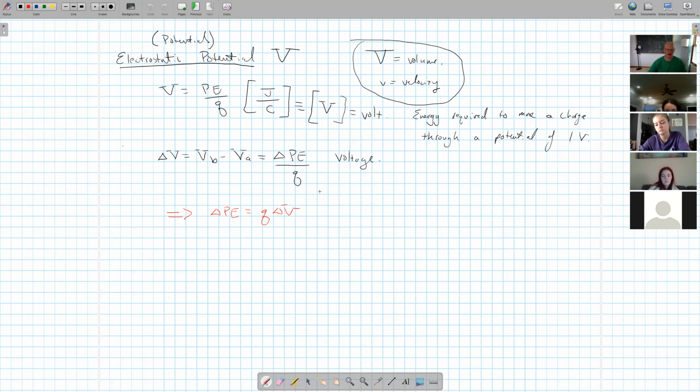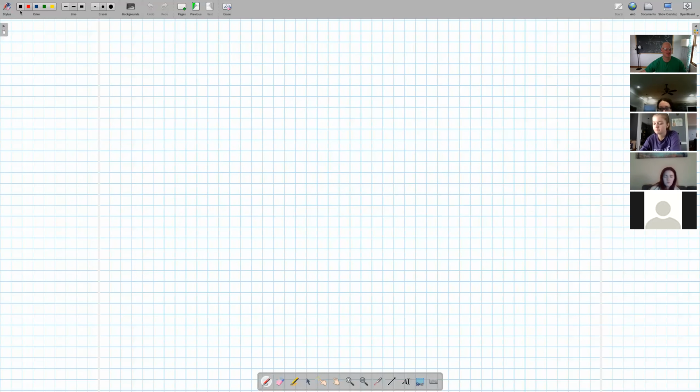Okay. So now that I have this, I can use it in conservation of energy and say the change of kinetic energy plus the change of potential energy, which is the change of kinetic energy plus Q times the change in potential, is all equal to 0 as long as this is a conservative force. So there are other reasons why we talk about potential, and we'll get to that in just a minute, but let's use this and do an example.